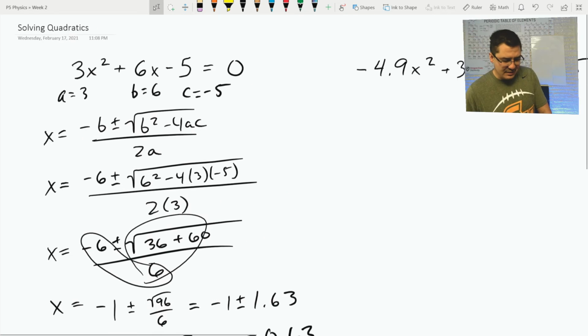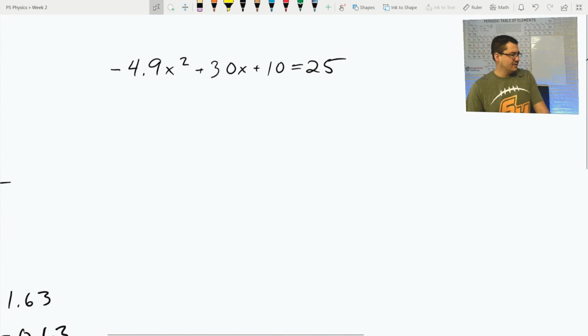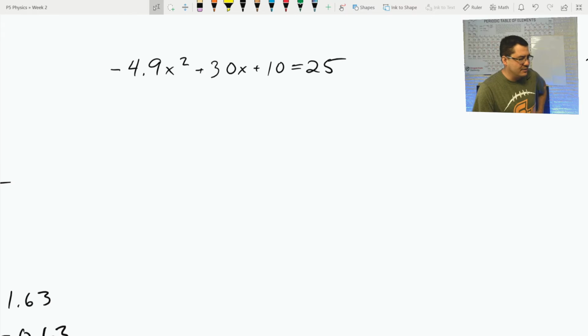All right, let's do the next one. Spoiler, that -4.9 is half of gravity's value. So that shows up in one of our kinematic equations. This is going to look more like a potential solution for solving for time for projectiles in the air. But let's solve it. This one looks a little different. You guys quickly notice that it's not equal to 0. So you're going to need to just move things around, of course.